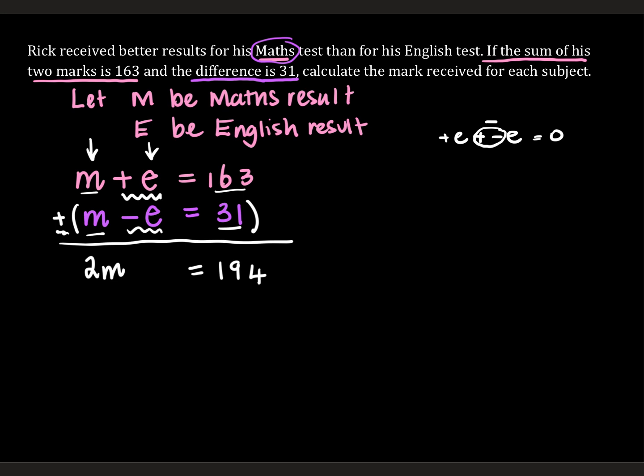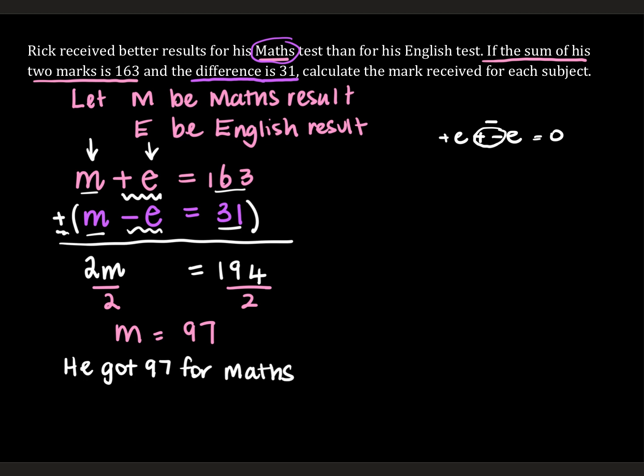Once again, how do I solve this? 2m equals 194. Divide both sides by 2. m equals 194 divided by 2, which is 97. And then I answer that first part in a sentence. He got 97 for maths.